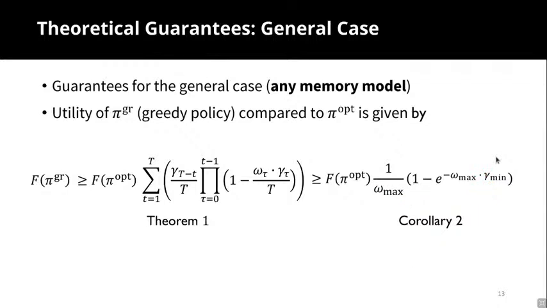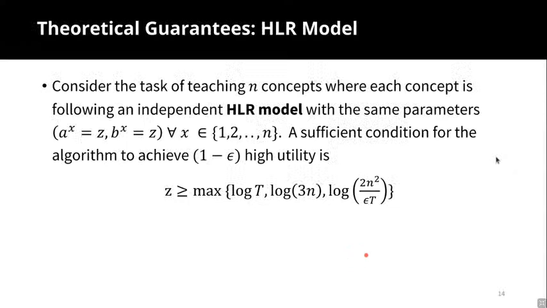So that's one result for a general memory model. It is not restricted to half-life regression. And we also have a more absolute performance bound for the half-life regression model, which gives a sufficient condition for the algorithm to perform well for particular choices of the parameters of half-life regression. We say that for a particular type of learners, running the greedy algorithm is always going to give you a 1 minus epsilon high utility. That's a different flavor, but for interested readers, I refer you to the paper for the detailed analysis.